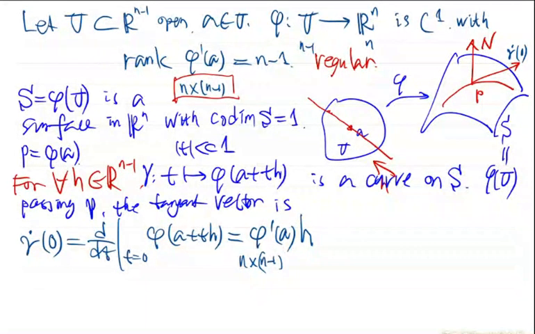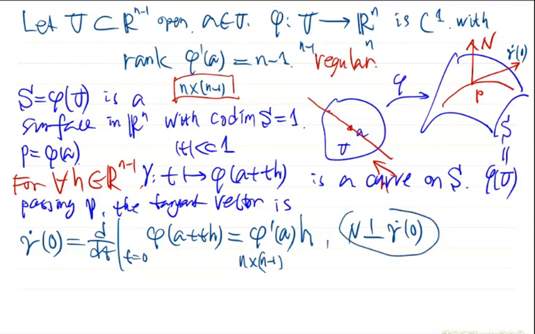Our N, because N is the normal vector of the surface, therefore N must be orthogonal to this tangent vector of a curve on the surface. So this means the inner product is 0. We obtain 0 equals the inner product of gamma dot 0 and N. The N is unknown. We want to find a formula to compute the N.